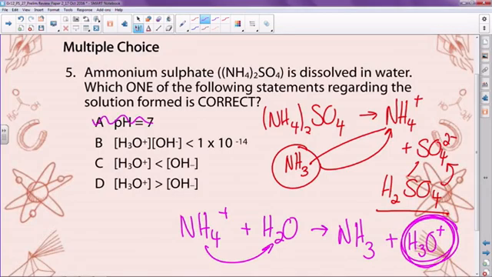So we know it's not going to be a pH 7. Well, this statement can't be correct because it says less than, and we know that that's always equal to 1 times 10 to the minus 14. So now it's between the next two. The point is that I'm creating H3O+ ions, so the H3O+ concentration is greater than my OH- ions. That means it's got to come from D. Okay, you have to work that one out.